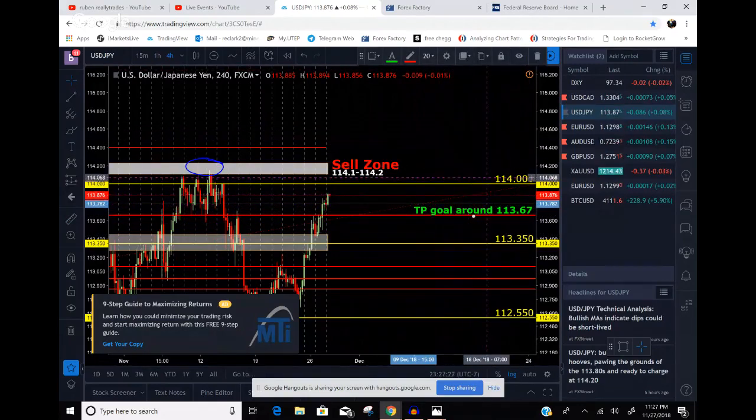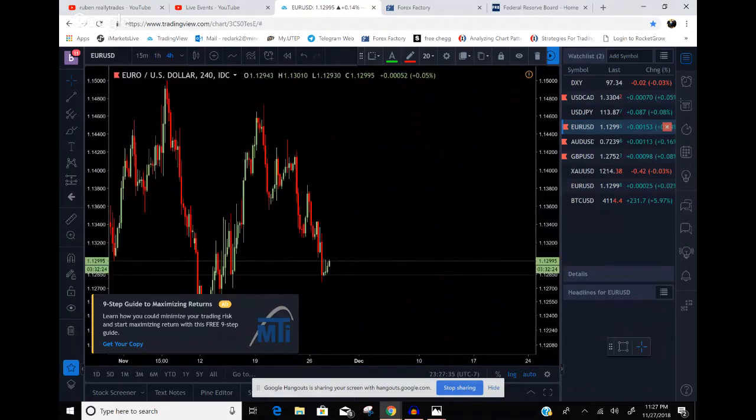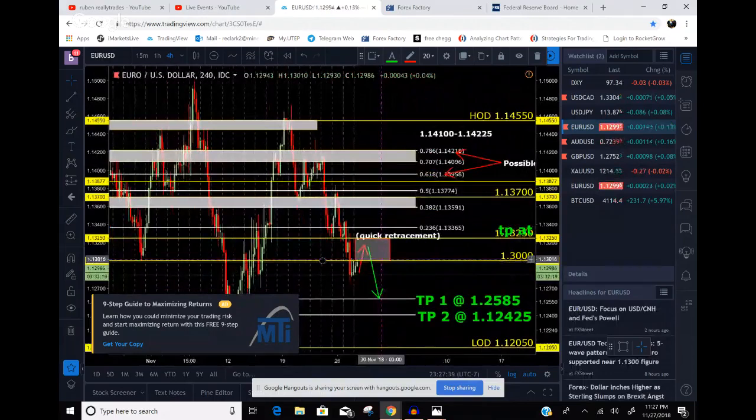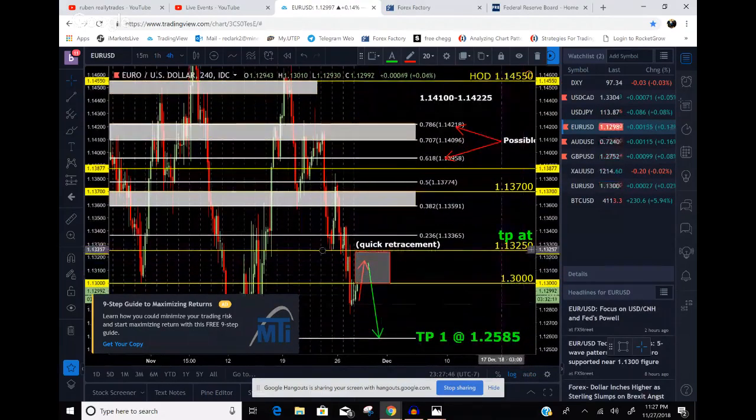Boom. So that's that right there for the first one. Now hopping out to the next one, EURUSD. Looking at this, what I want to see is a retracement, and then I want to see the actual sell situation set up.